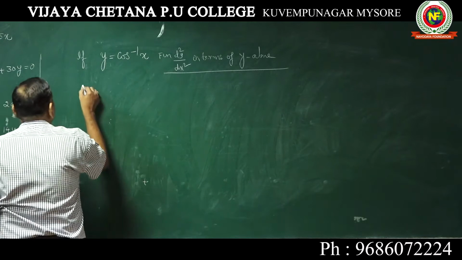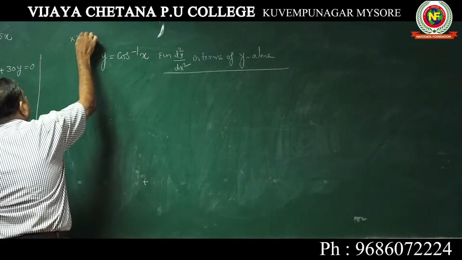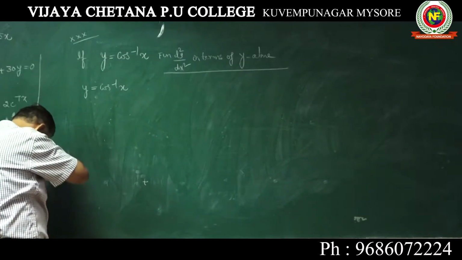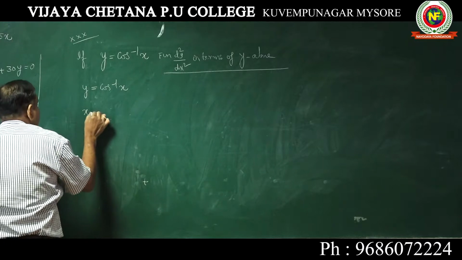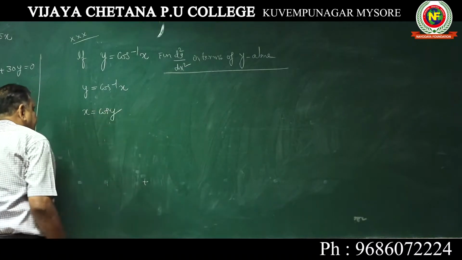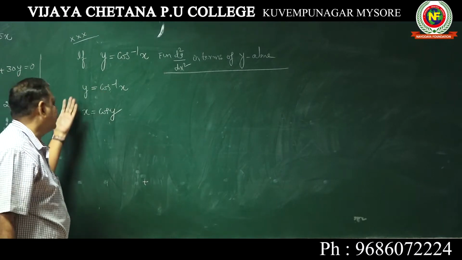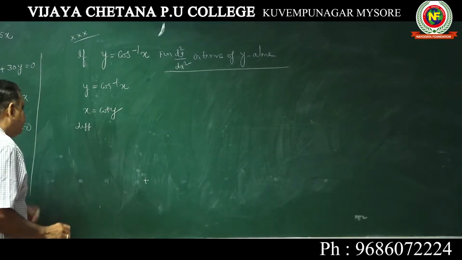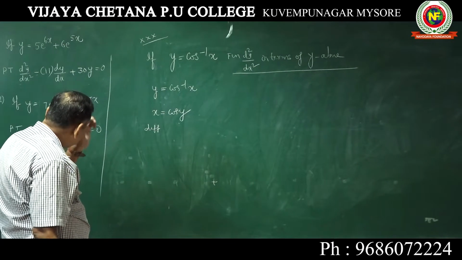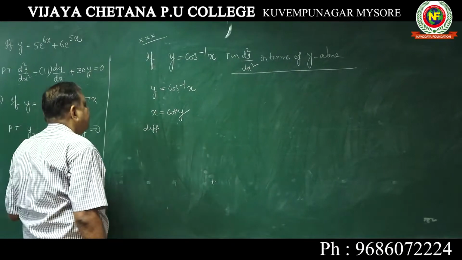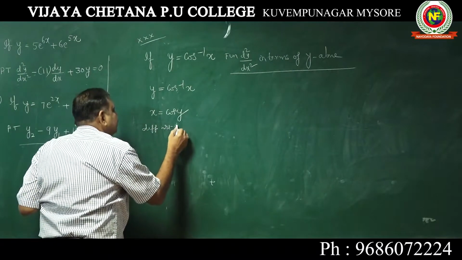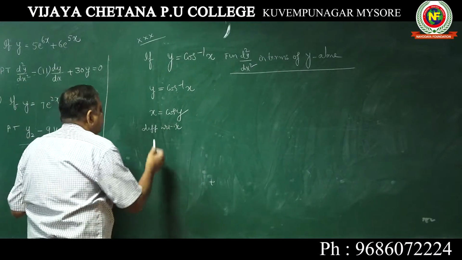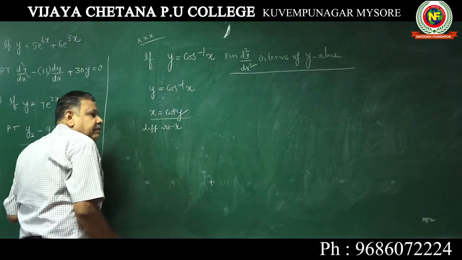Now this is a very special type of problem. y is equal to cos inverse x. By the definition of your inverse trigonometric function, what is x? x is cos y. If y is equal to tan inverse x, x equals tan y. Now differentiate with respect to x. This is an implicit function. You know how to differentiate it with respect to x.